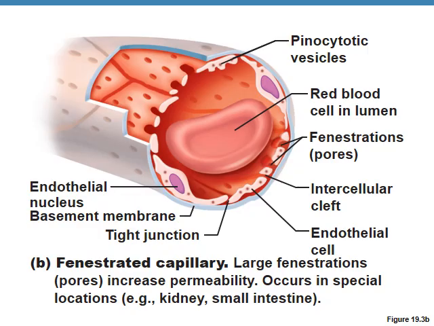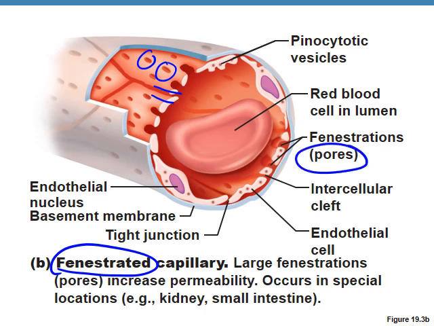You can see here in the fenestrated capillary, you still have the gap junctions, but now you have these pores, right? So you have fenestrations or pores in your endothelial cells. So that's going to increase the size of what you can reabsorb.